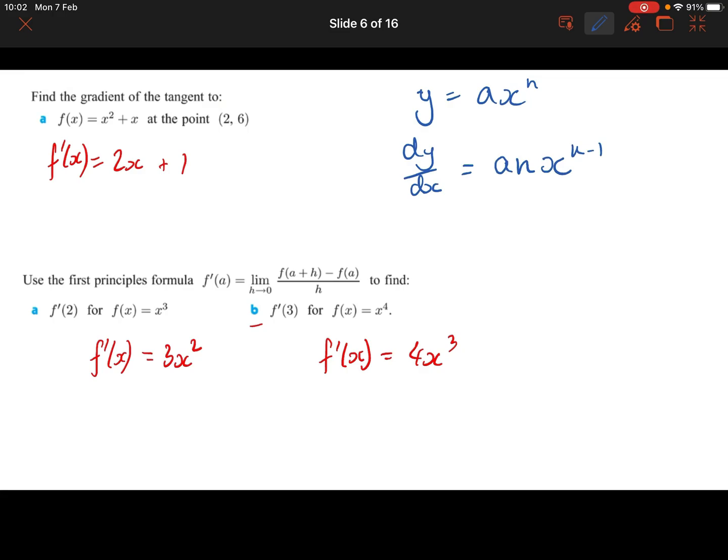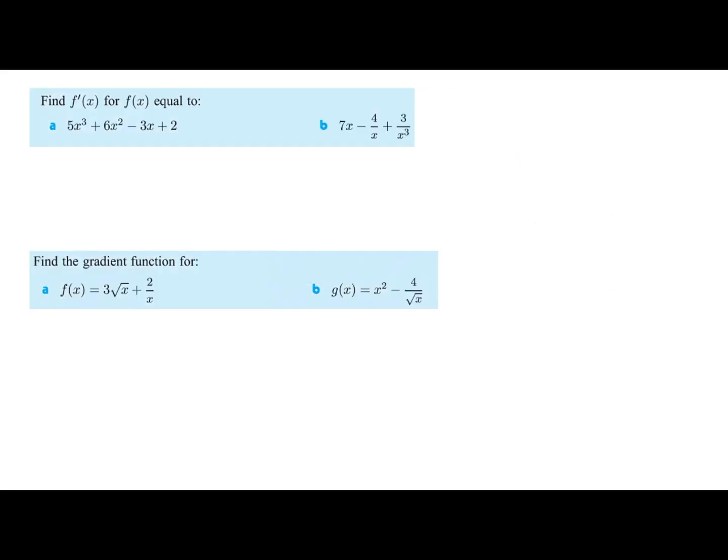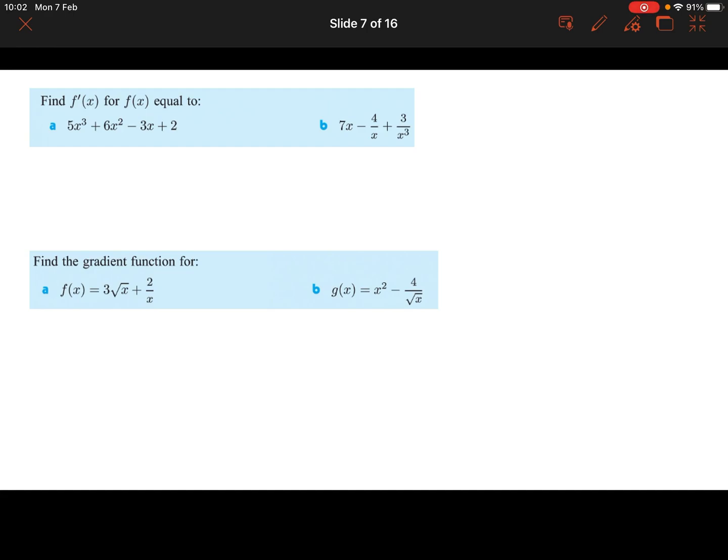Okay, so for example, a very simple function, y equals 3x to the power of 6. The gradient function is 18x to the power of 5. Multiply the power by the coefficient and then drop the power by 1. Okay, very, very simple. Obviously what you need to do though is make sure you understand your rules of indices so that you can put things into a form that makes it easy. Okay, so what's f prime x for this first one? Well, that's easy. Everything's in a nice easy form. So that's going to be 15x squared plus 12x.